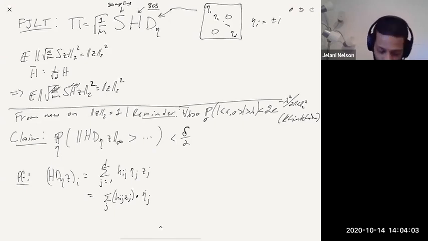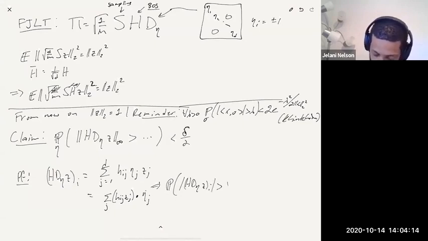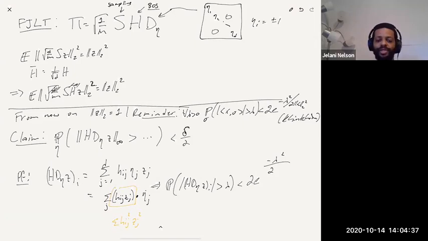Okay, so this implies that the probability that the ith entry of HDηz is bigger than lambda is less than 2e to the minus lambda squared over 2 times the norm squared of this vector, right? So what is the norm squared of this? If you just focus on this part, that's the sum of h_ij squared z_j squared, which, because all the entries of h have magnitude at most 1, is at most the norm of z squared, which is 1. So there's a times 1 here, so that doesn't matter.